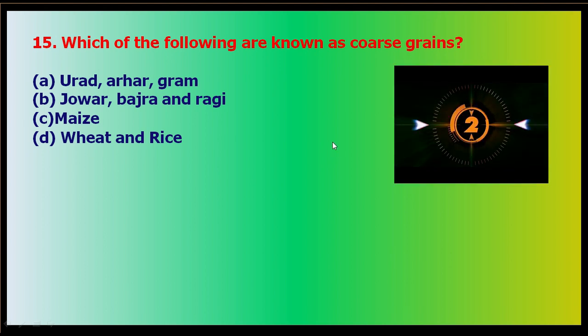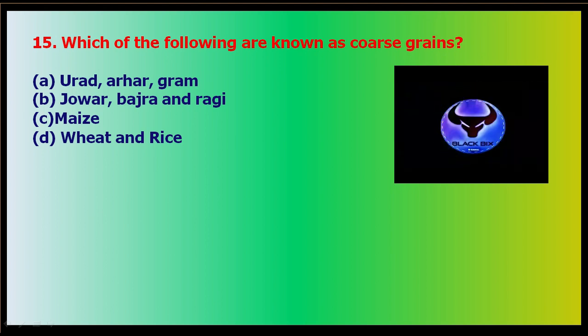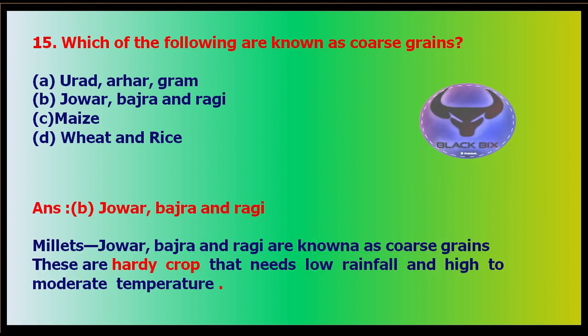Which are known as coarse grains? Okay, answer is jowar, bajra, and ragi, right? So basically millets is a combination of the jowar, bajra, and ragi, and they are known as coarse grains. And these are hardy crops, means in variety of different climatic conditions this can be grown, and it requires low rainfall and high to moderate temperature they can bear, and so they can be grown in different varieties of climate. So the correct answer is jowar, bajra, ragi, or millets are known as coarse grains.